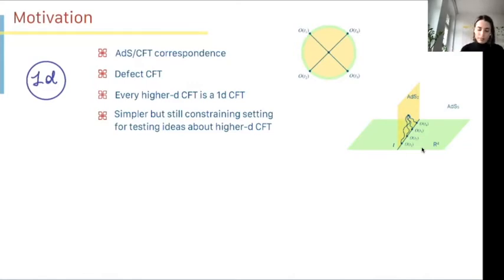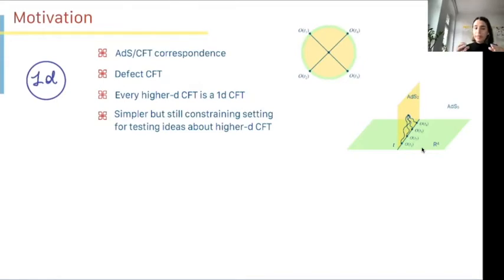We're also interested in one-dimensional CFT because they can be interpreted as defects in higher dimensional CFT, as in this example where we have a line embedded in a higher dimensional space. And this defect can probe some information about the theory that is not really accessible to correlation functions of local operators.